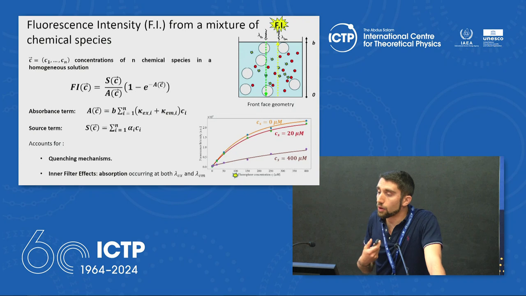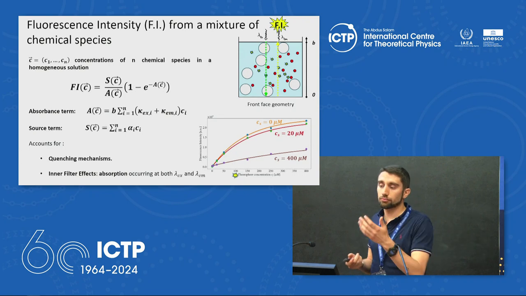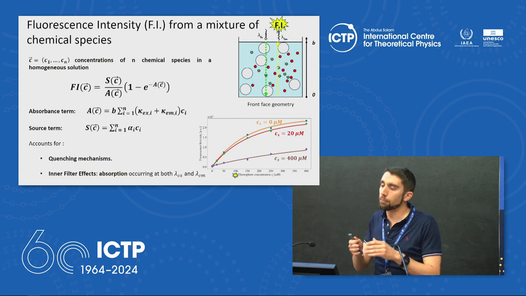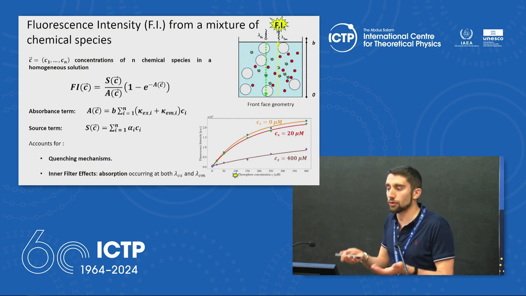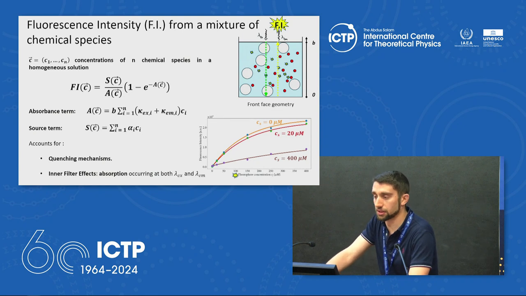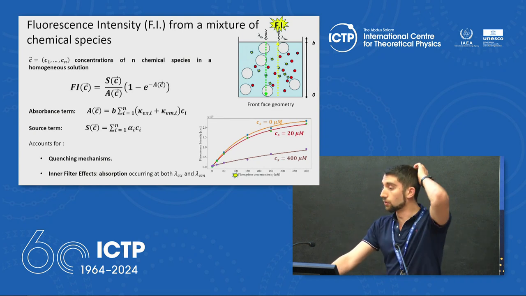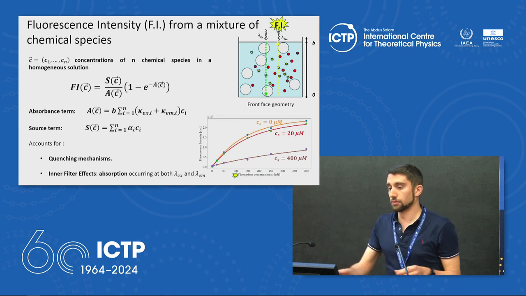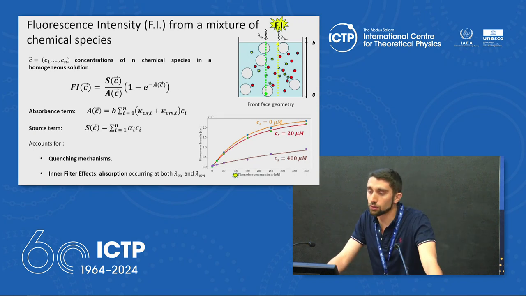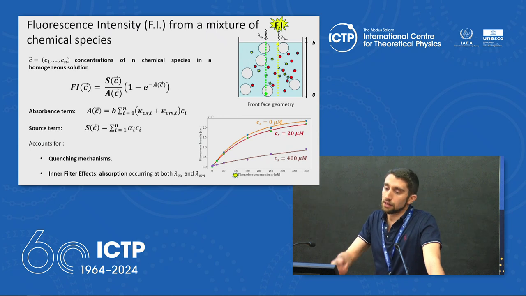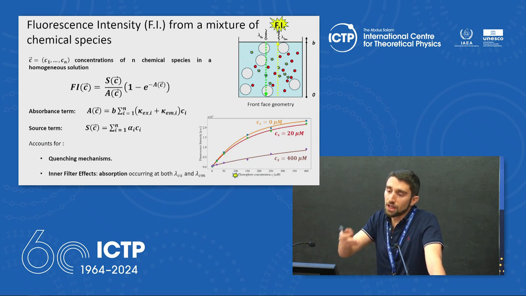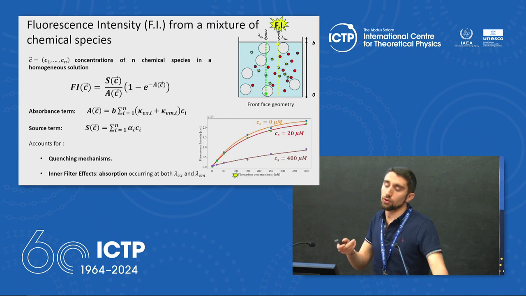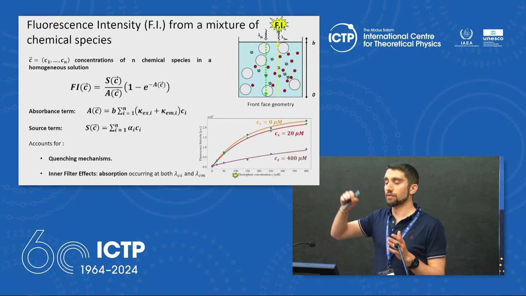But in our case, we are interested in a complicated situation in which you have a lot of species that can be, in principle, optically active at the wavelengths of interest. And therefore, we simply decided to use this relation that you can find integrating the radiative transfer equation in the same setting. And what you get is that you don't have just a single saturation value.